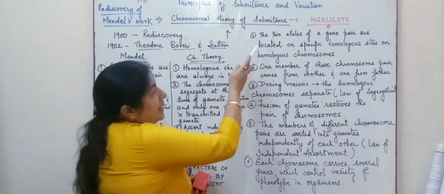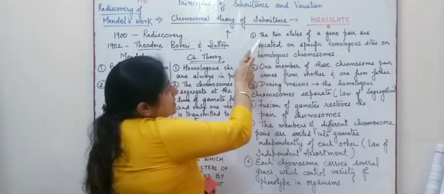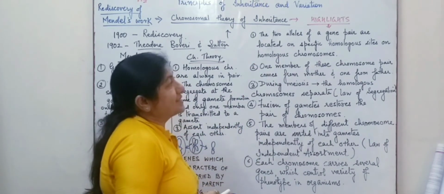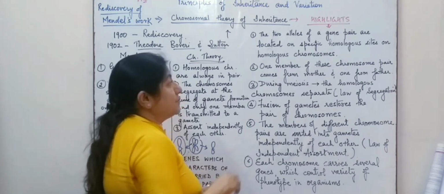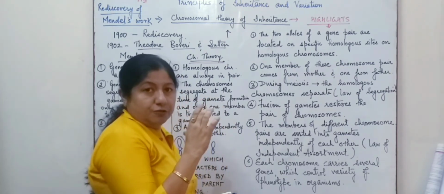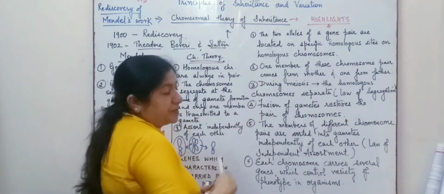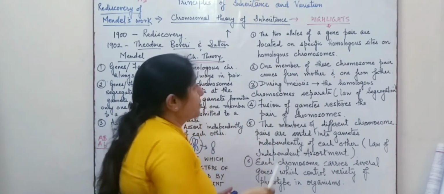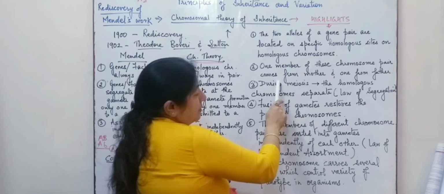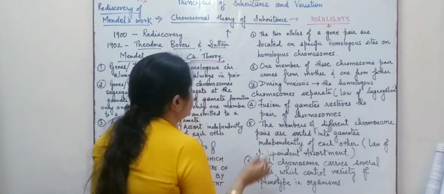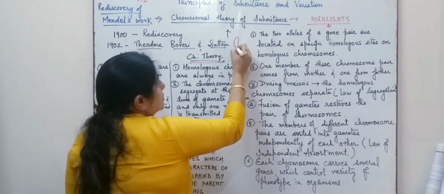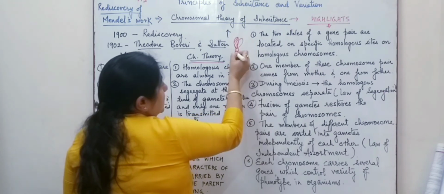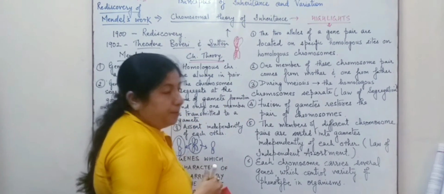Now here are the highlights of the chromosomal theory. It says that the two alleles of a gene pair are located on specific sites on the homologous chromosomes. That means a pair of homologous chromosomes, one coming from the paternal side and one from the maternal side, will have the genes located on them. One member of the chromosomal pair comes from the mother and one from the father.